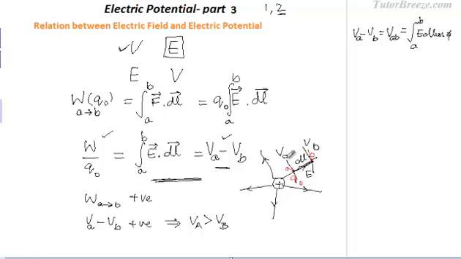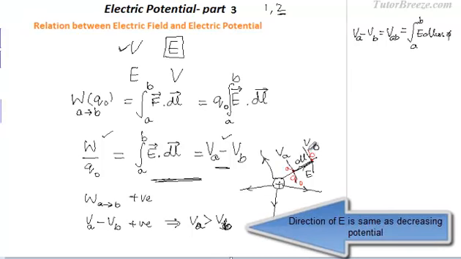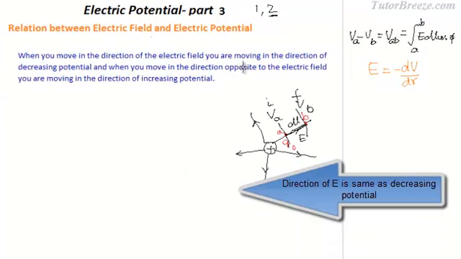Now if VA is greater than VB, this means that the electric potential decreases in this direction. If you move along the direction of the electric field, that gives us the direction of the decreasing potential. Now this can also be written as E is equal to minus dV by dr. Now this observation can be summarized as follows.